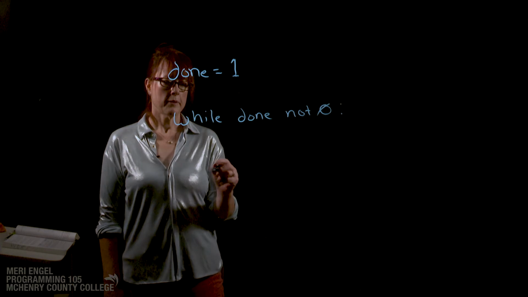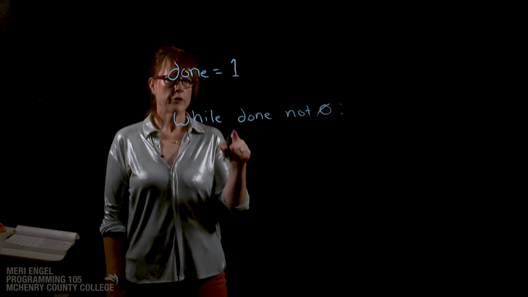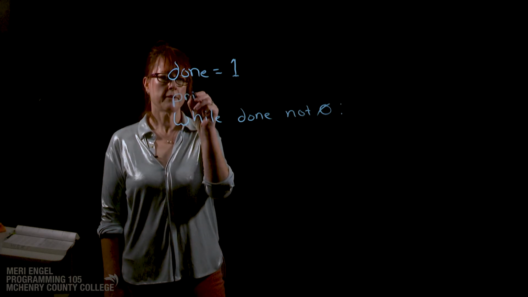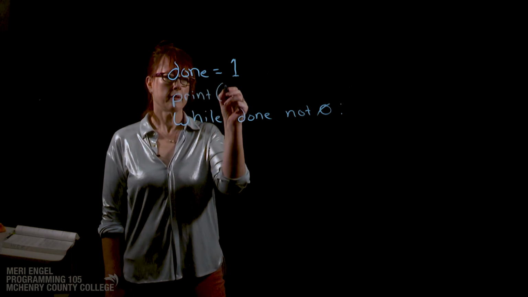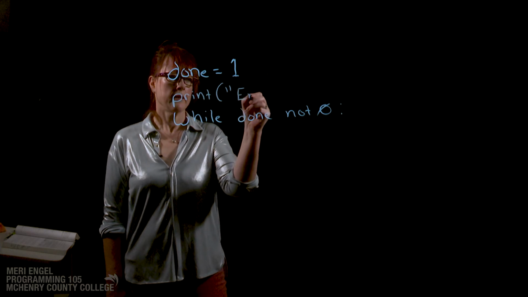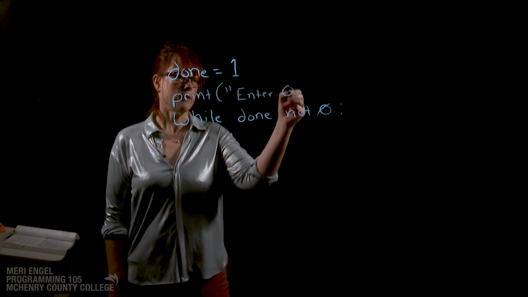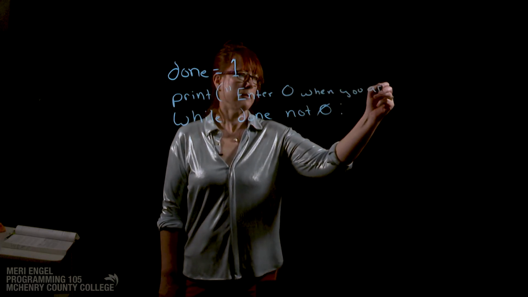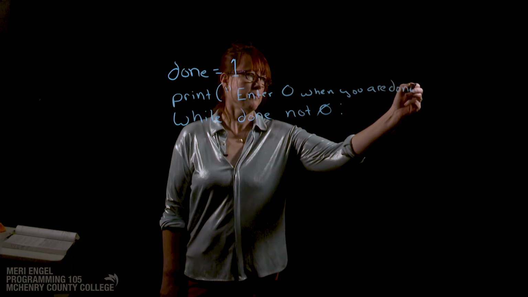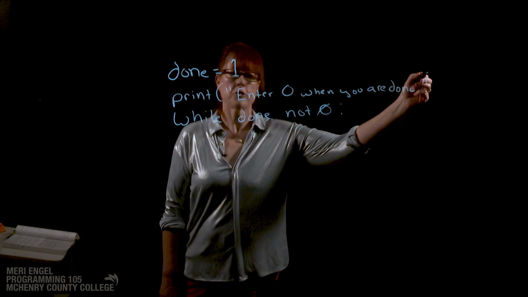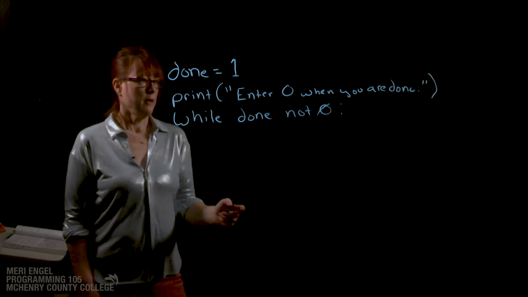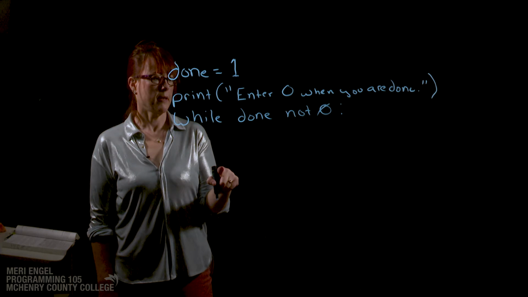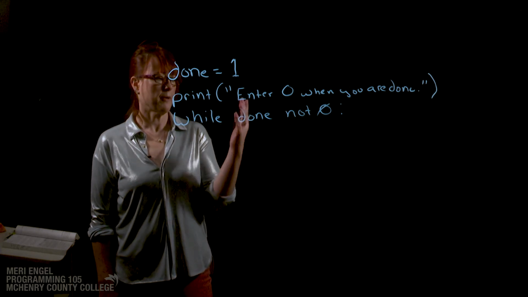We will provide, and we should actually do this before the loop, a print statement. Print "Enter 0 when you are done." Because you want to tell the user how to use the program. So we can ask it for whatever the test score is.